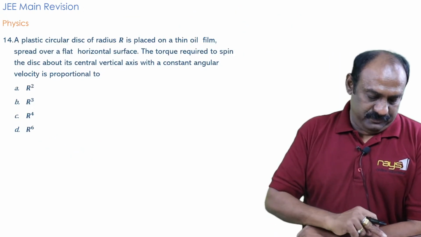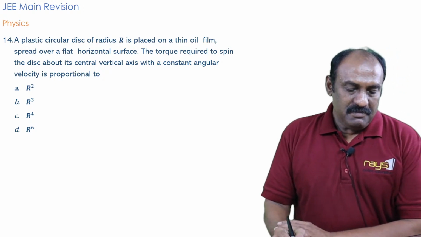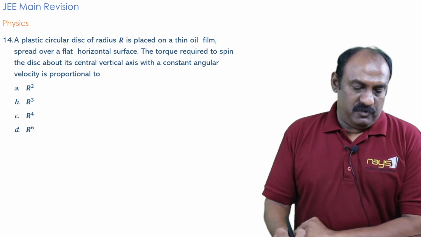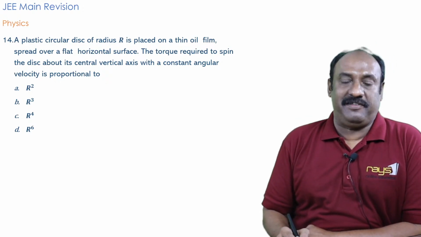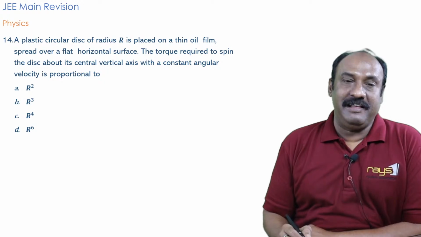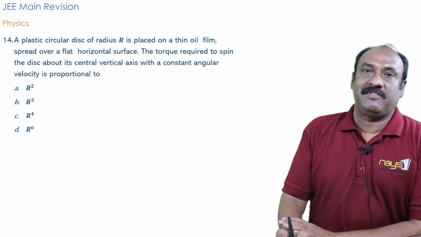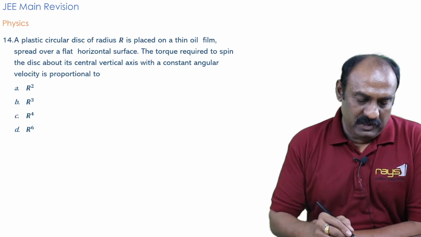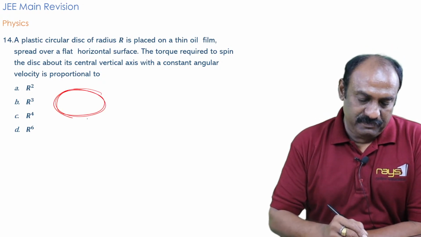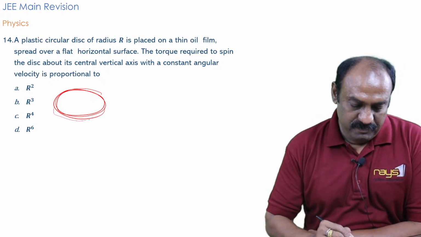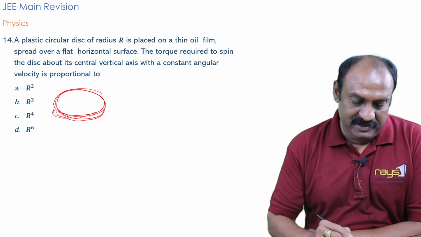Next question. A plastic circular disc is placed on a thin oil film spread over a flat horizontal surface. The torque required to spin the disc about its central vertical axis with constant angular velocity is proportional to... So a plastic circular disc is placed on a thin oil film. This is the oil film.